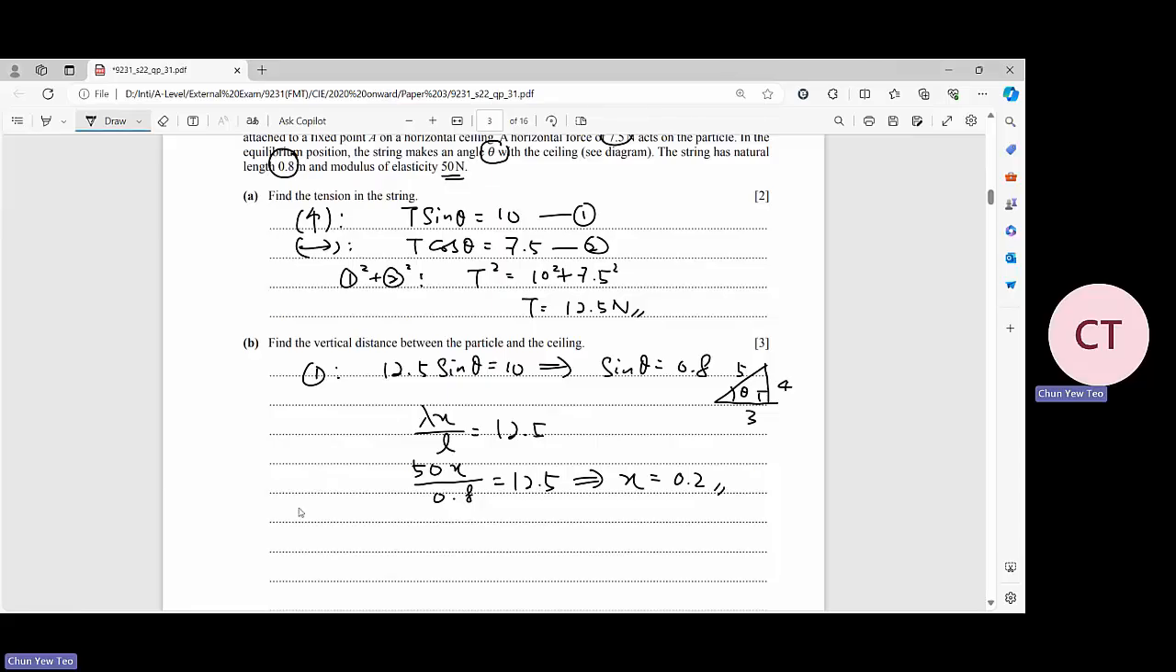Okay, so from here, this is the data. This is the height. This is 1.0 meter. So we have h over 1 is equal to sine theta. So therefore, your h is sine theta, which is 0.8. Done. This will be your vertical distance between the particle and the ceiling. That will be the answer for question number 1B. Okay, now we move on.